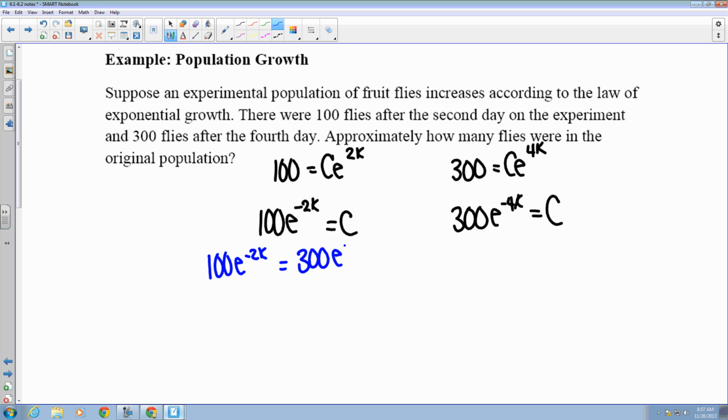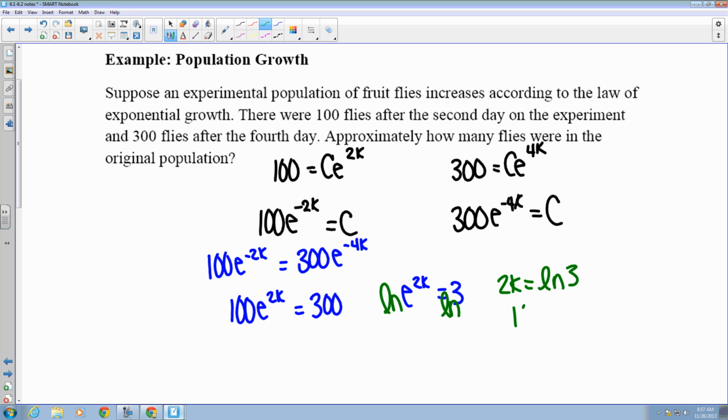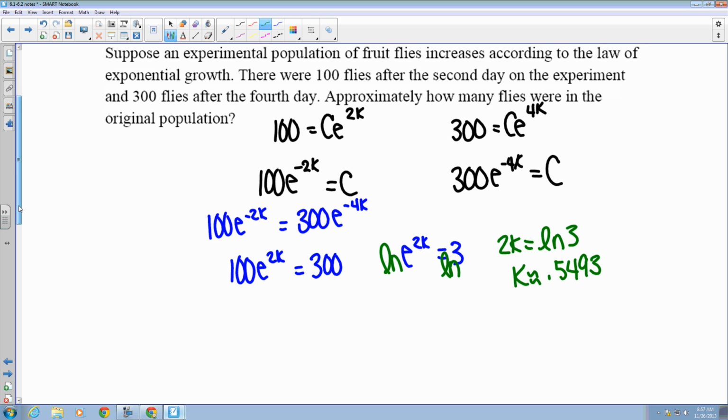This will help us solve for k. So I want to get both of those on the same side. If I divide by e^(-4k), then that would be e^(4k), multiplied by e^(-2k) is e^(2k). Divide by 300 over 100, you get 3. Natural log both sides. k is approximately 0.5493.